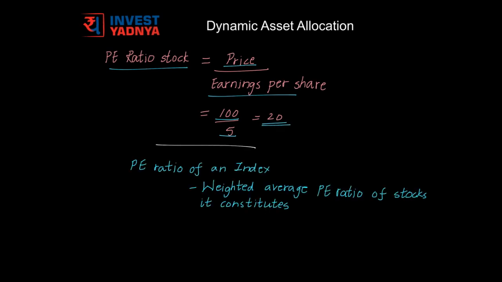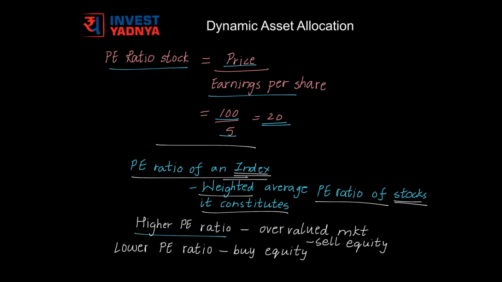Now this was an example about a single stock, but an index is made up of multiple stocks. For example, the Nifty is made of 50 such stocks. So the PE ratio of an index is made up of weighted averages of the PE ratio of the stocks it constitutes. PE ratios of indices are available online and also come in newspapers.